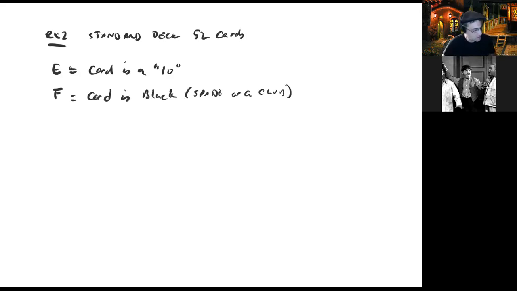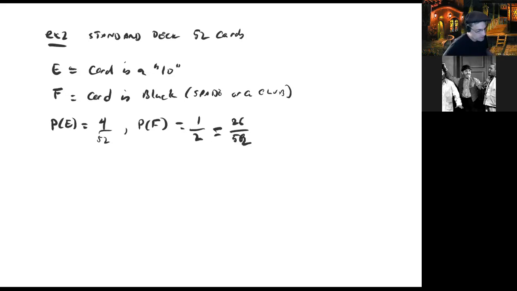Okay, so what is the probability of E? Well, how many 10s are there in the deck of 52 cards? There are 4 10s, so it's 4 out of 52. What is the probability of F? Well, that's the probability the card is black, and black cards are half the deck, right? It's 1/2, or in other words, 26 out of 52.